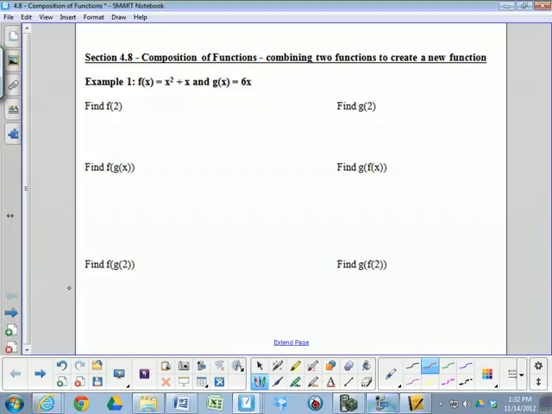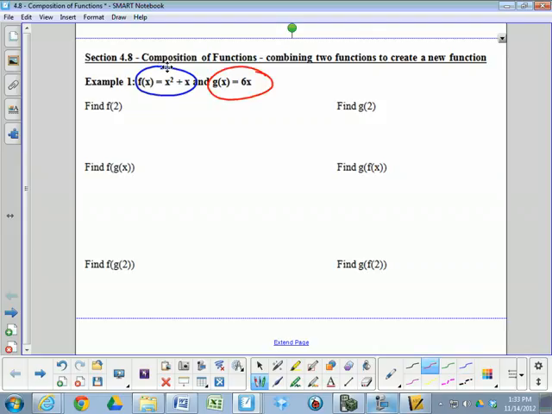We're on the 4.8 note guide, and I already asked students to find f of 2 and g of 2. What we want to do here is I'm going to color code these. Anytime I work with f, it's going to be blue. Anytime I work with g, it's going to be red. To find f of 2, you simply plug 2 in. I think by now you should be used to this notation.